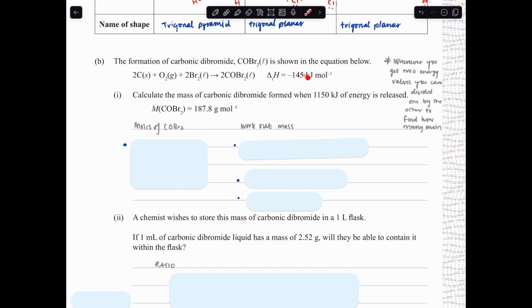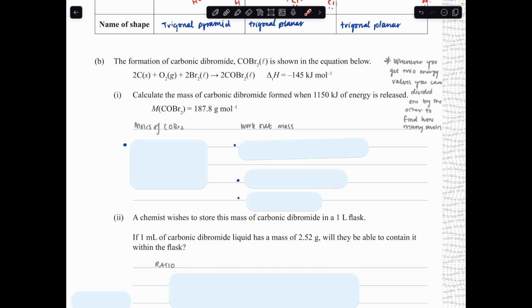So we've got 1 energy value here, which is shown in the equation. And then we've got the energy released when a mystery mass of carbonic dibromide is present. So instead of working out the energy released from mass, like we did in the other question, in this question, it's flipped around. We want to figure out the mass when this much energy is released. So again, let's translate things to moles. That's our first step.